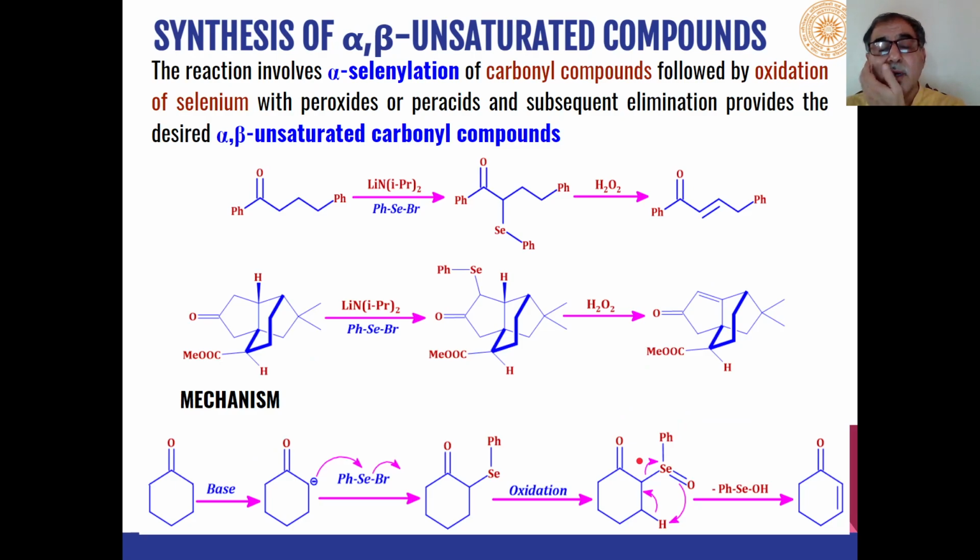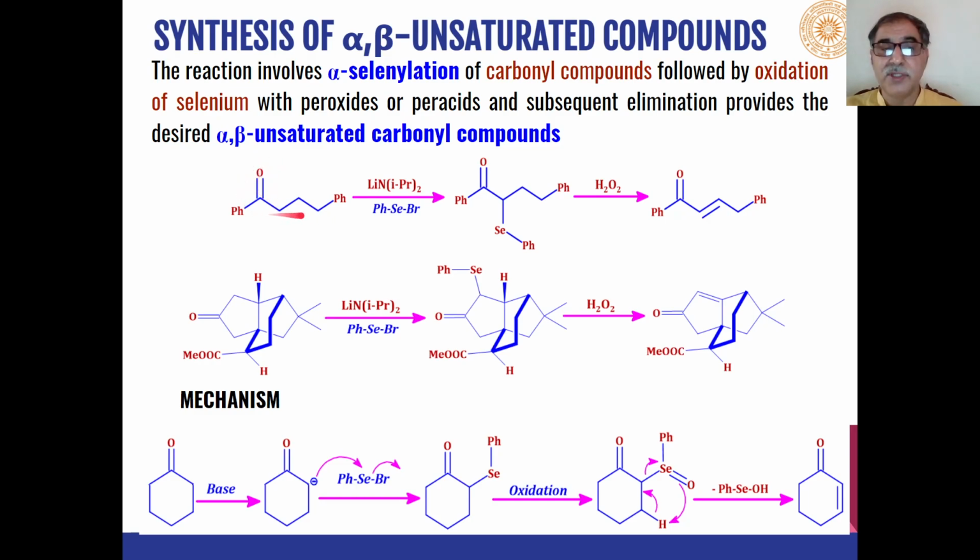Then selenium dioxide, in presence of other selenium compounds, can be used for synthesis of alpha beta unsaturated compounds. So when carbonyl compounds are reacted with different selenium compounds in presence of peroxides or peracids, we will get alpha beta unsaturated compounds as product. And selenation generally takes place at the alpha carbon to the carbonyl.